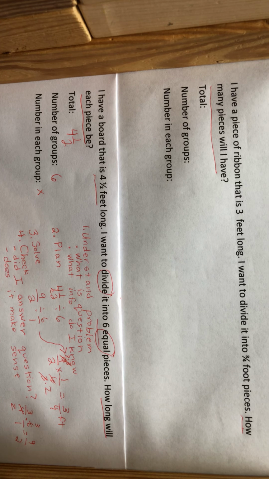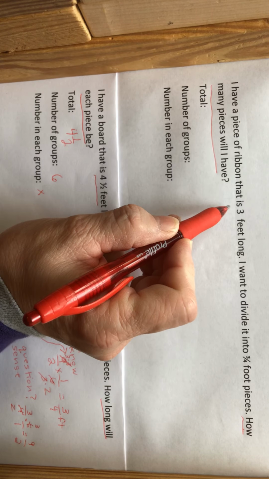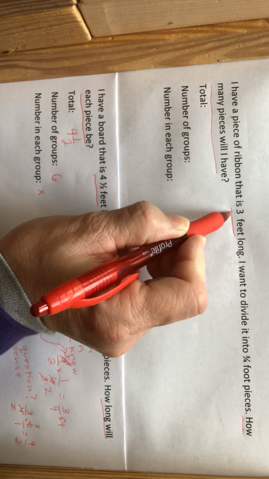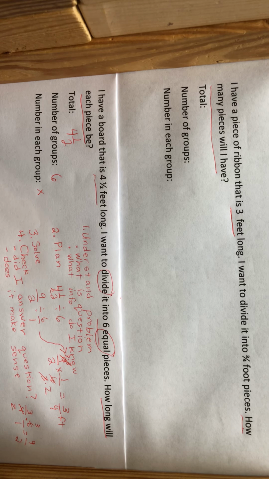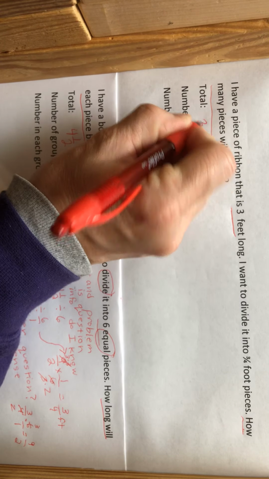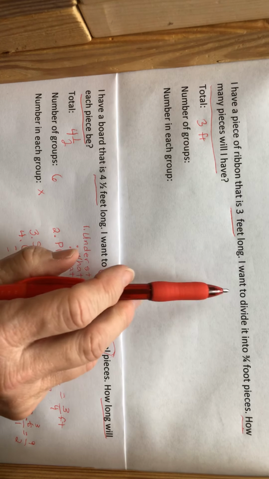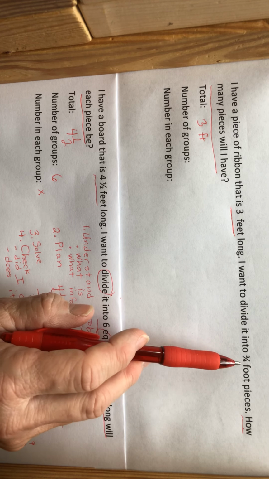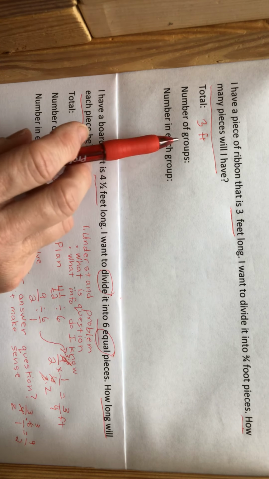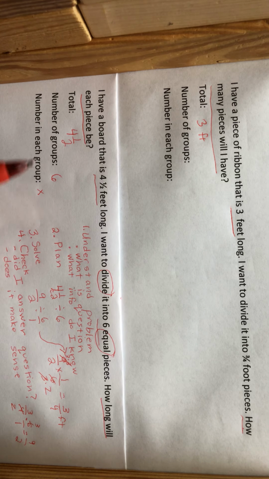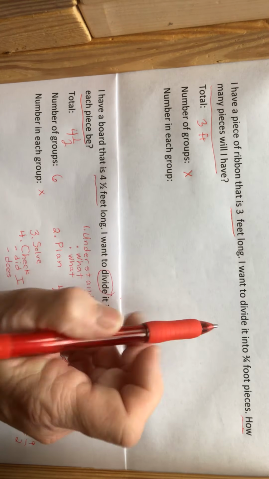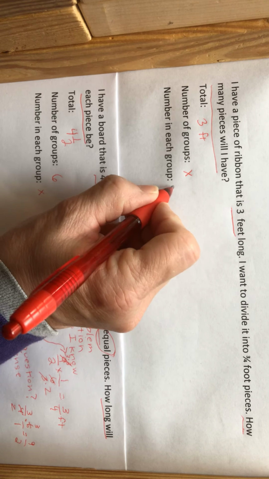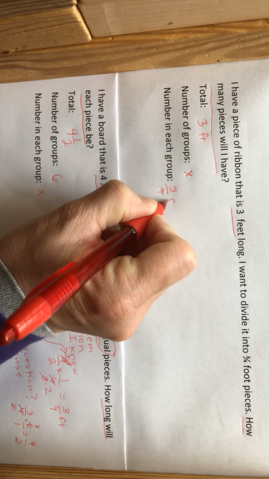Now, what other information do we already know? We know that the starting piece of ribbon is 3 feet. Now, I want to make sure I include those units because I want the units in my answer. So that's the whole amount. I have 3 feet. That's my total. All right, now it says I want to divide it into 3/4 foot pieces. That's hard to say, isn't it? 3/4 foot pieces. This time, I'm trying to figure out how many groups I'm going to have. How many groups with 3/4 in each one? So this is 3/4 feet.